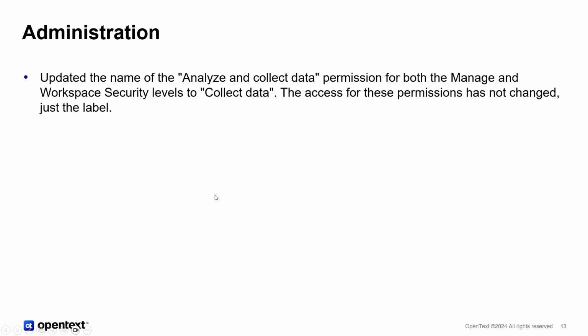Onto the administration. There's only one real major change, which is the name of a permission. The permission really hasn't changed. The access permissions haven't changed. It's really just the label. So the label now more reflects the actual details of what the data is that relates to this permission.